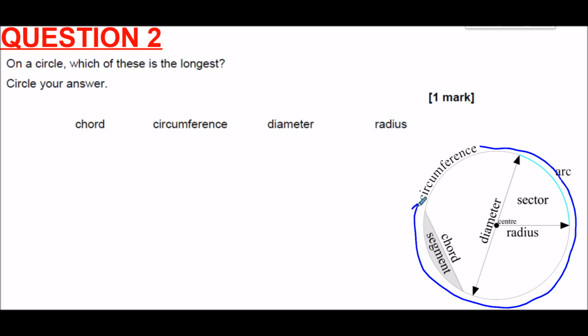And so for that reason, the circumference is longer than the radius, the diameter, or any possible chord, because it's the whole way, all the way around the outside of the shape. So circumference is the longest, which is why we need to circle that one.